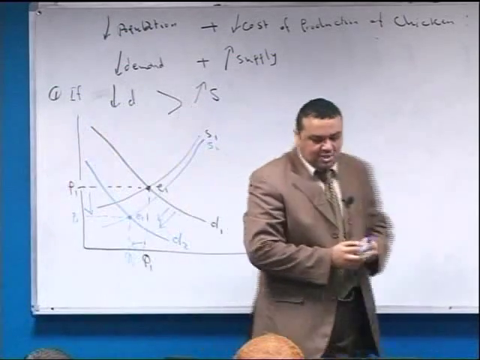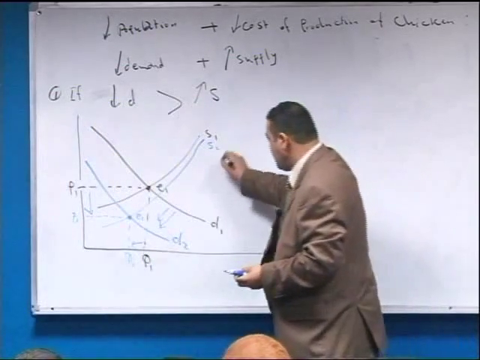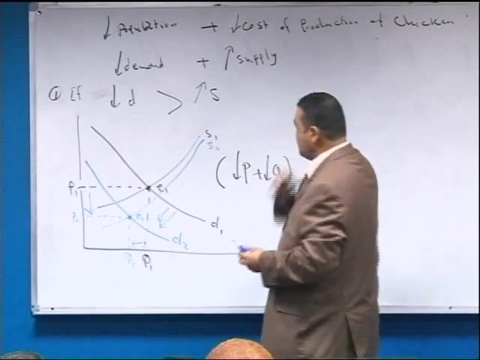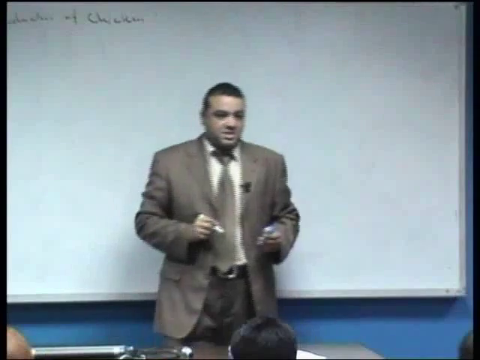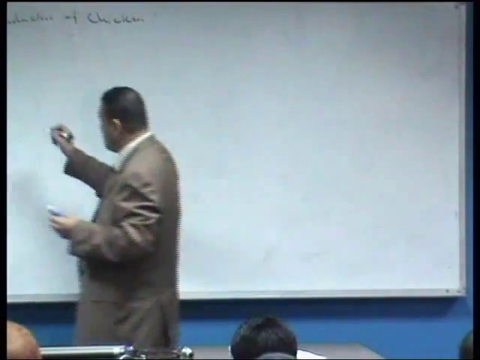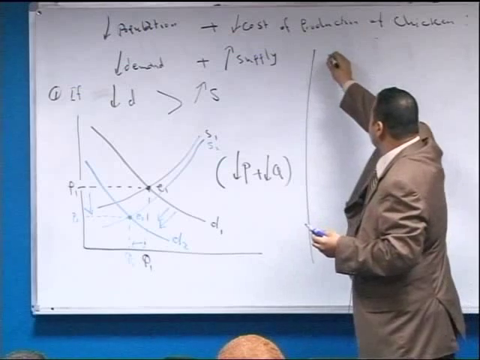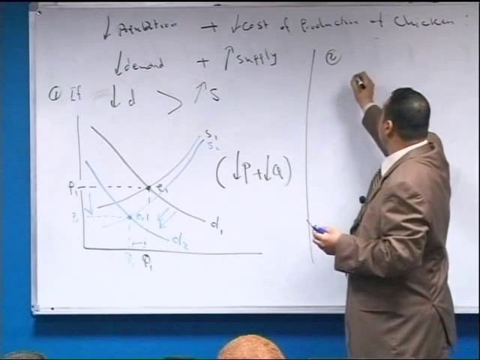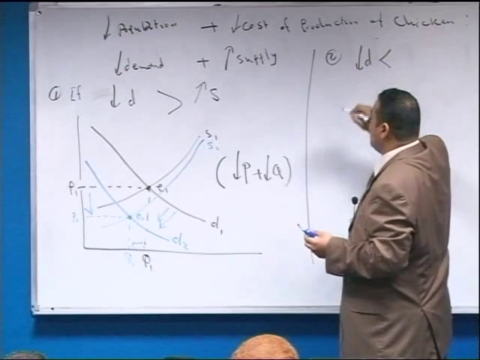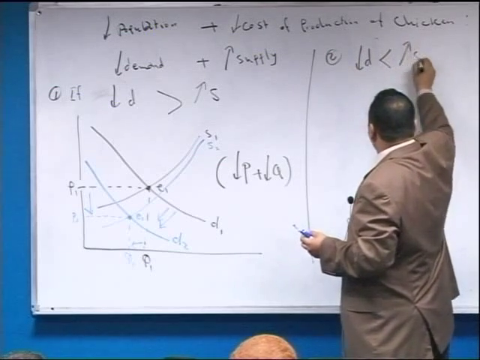So the final result would be declining in the prices plus declining in quantities. This is the first case. The second case, when the reduction in demand is less than or lower than the increasing in supply.